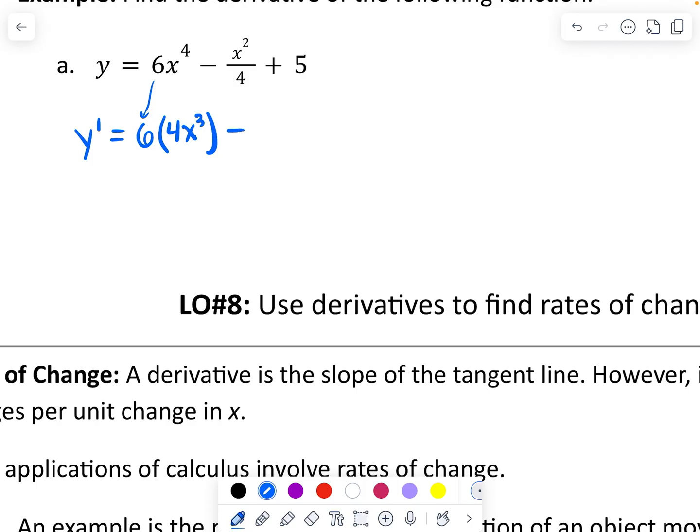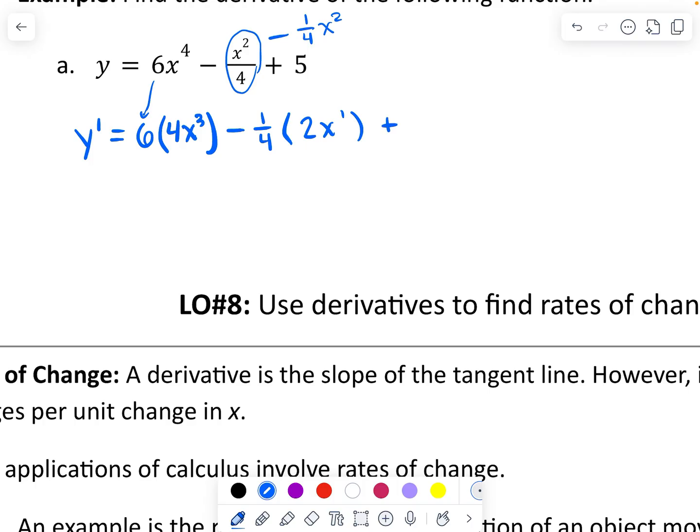Okay, minus, now we need to deal with this. This is just the same thing as 1/4 x squared, right? So that divided by 4 is also just a constant multiplier of 1/4. So I'm going to have my 1/4 out front, and I'm going to do the derivative of x squared, which is going to be 2x to the 1st power. You don't have to write to the 1st power.